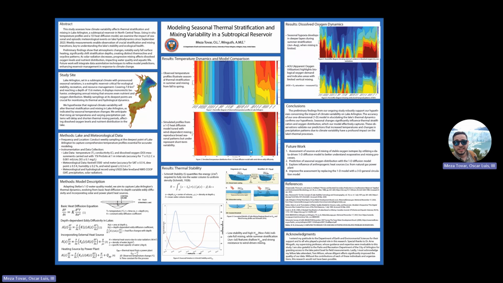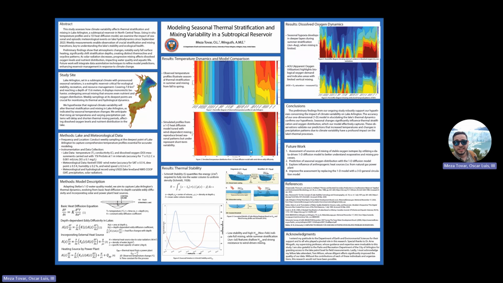So now to the results. We present three different sets of results. One is temperature dynamics, where we can see the observed temperature profiles show seasonal stratification in summer and full mixing from fall through spring. The one-dimensional model, shown below, captures general thermal trends well, though it underrepresents short-term variability compared to the weekly measurements.